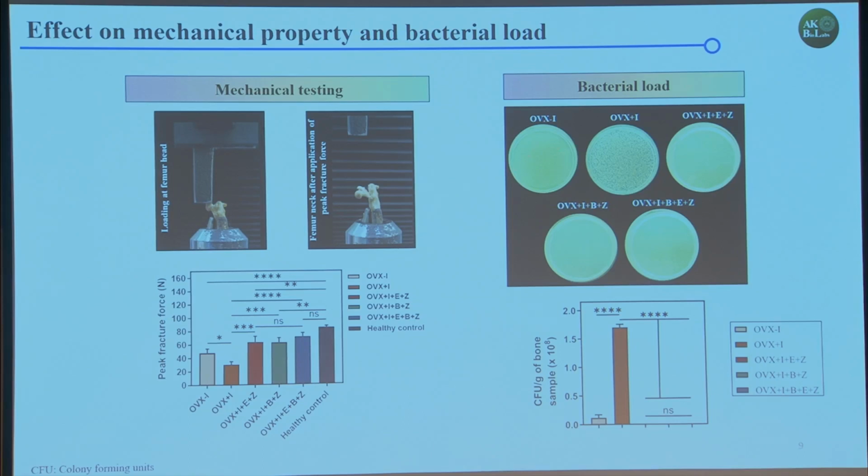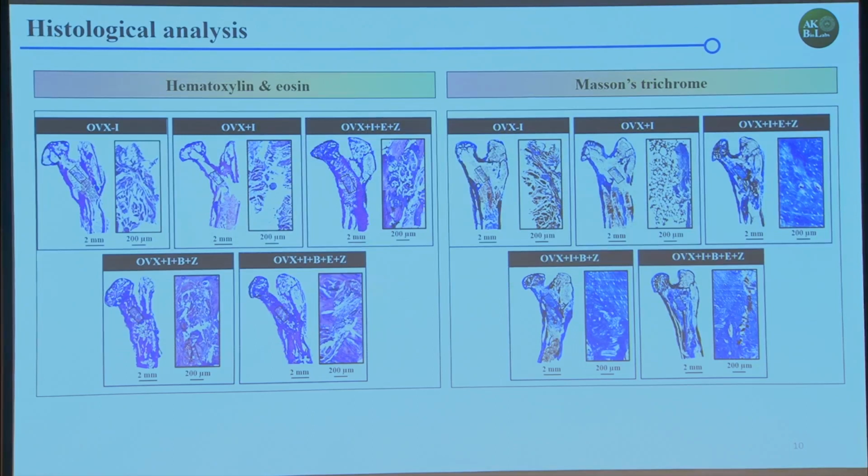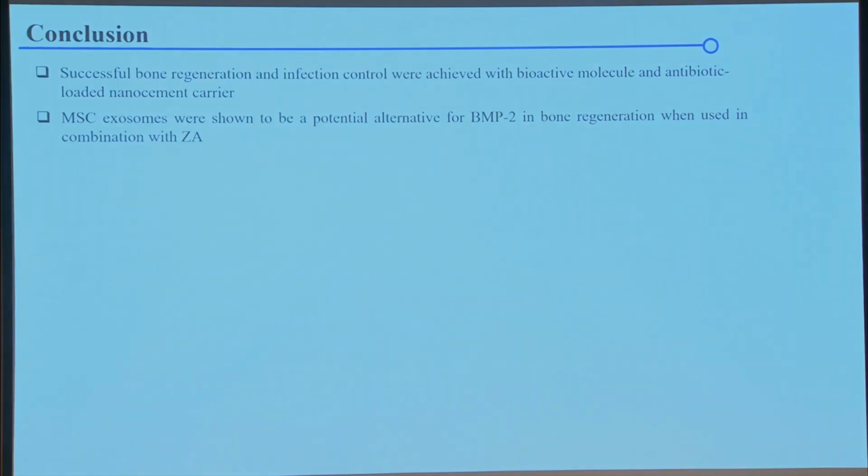The bacterial load analysis done for the ex vivo samples isolated from the rats shows that in the treatment groups we are not able to find bacterial colonies either. The histological analysis shows a significant improvement in cell infiltration and collagen deposition in the treatment groups, where we are able to see that cells have infiltrated the fracture site and collagen deposition has taken place in the fracture area. So we can conclude from this study that successful bone regeneration and infection control were achieved with these bioactive molecules and antibiotics which were loaded in the nanocement.